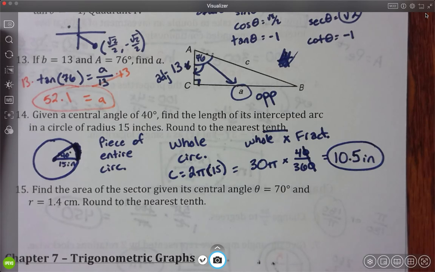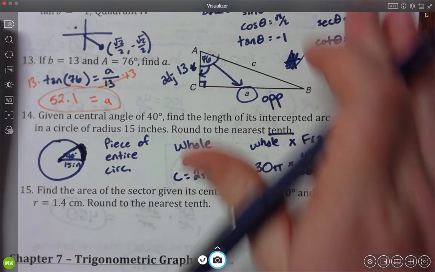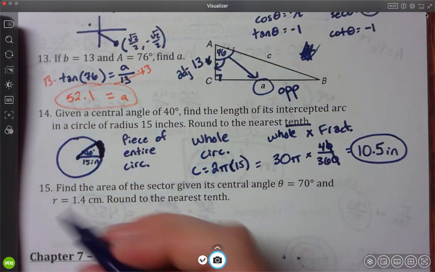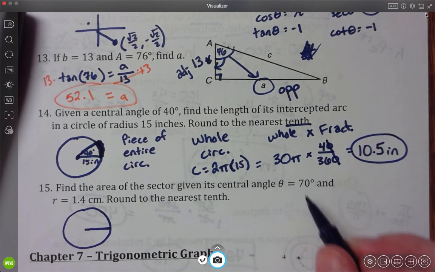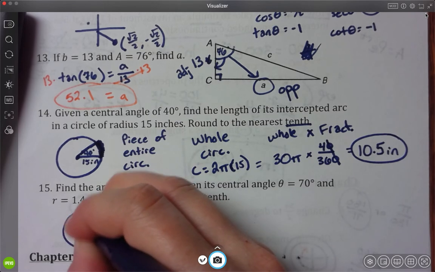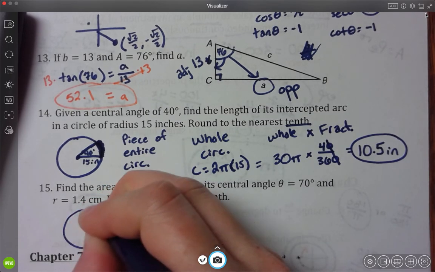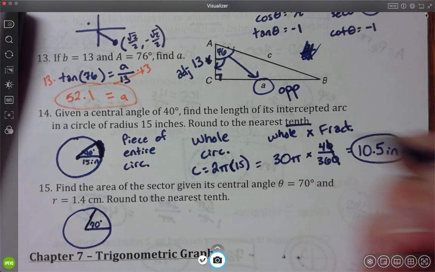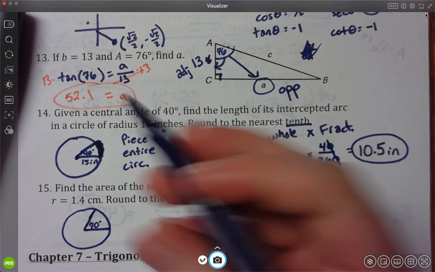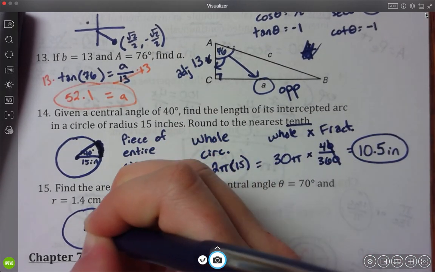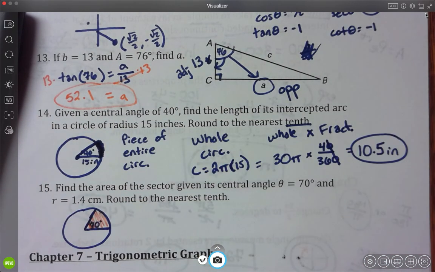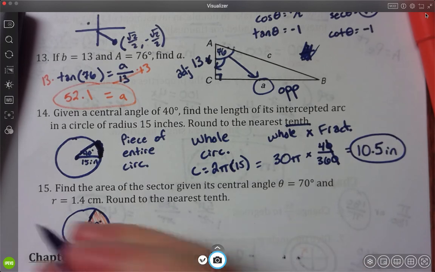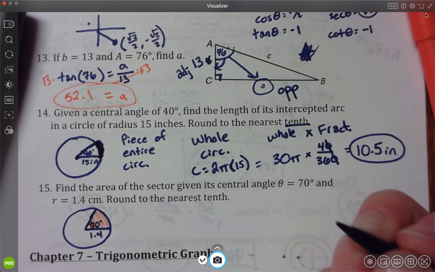Number 15: find the area of one sector. Here we go again. Here's my piece. I want a 70-degree angle. 90 is straight up and down, so I want just a little bit larger, 70 degrees. But now I'm wanting the area of that, not just this arc length. I'm wanting the entire area, like shading this in. I want to know what this area is, if the radius is 1.4 centimeters.